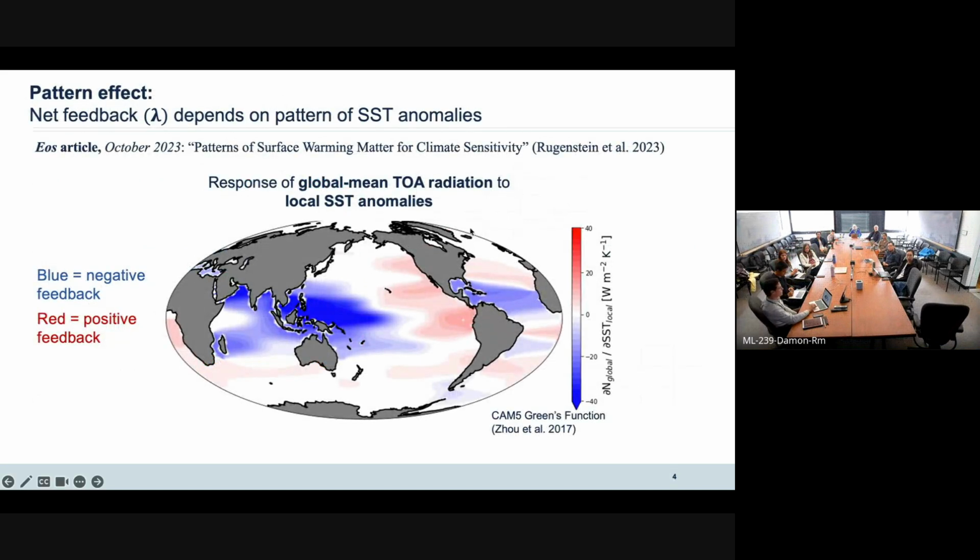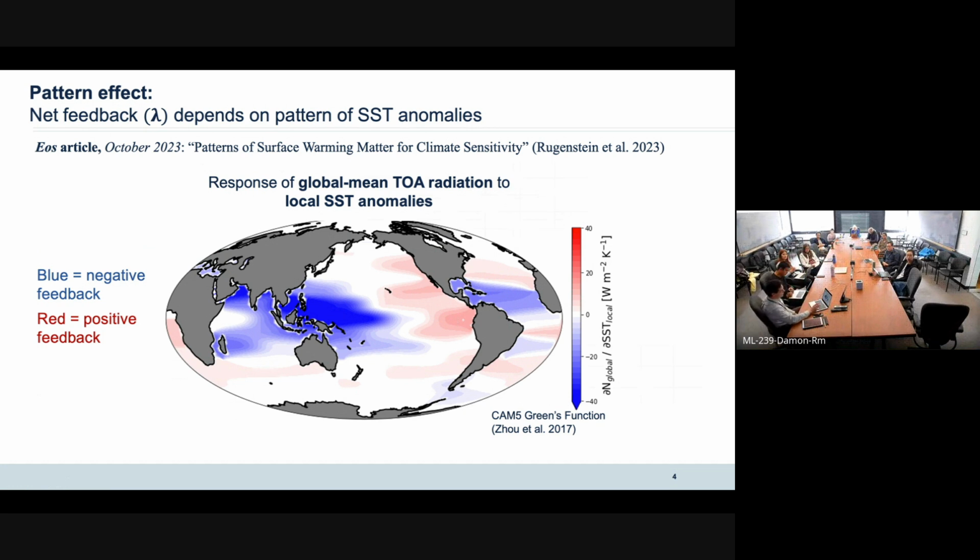For a little bit of physical intuition on how that pattern effect works, I'm showing this plot here, the global mean top of atmosphere radiation response to local sea surface temperature changes. So the blue regions here are where if we increase local SST a little bit, you get a strong negative feedback, so more efficient cooling to space, which stabilizes the climate. Whereas if you warm the SSTs a little bit in these red regions, you get a positive feedback that amplifies the climate change.